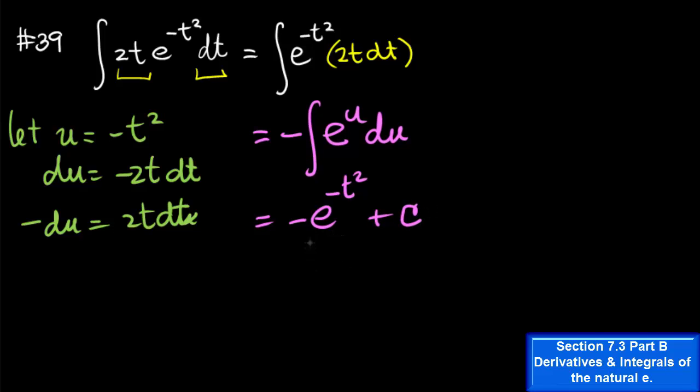Again, to verify whether this is the correct antiderivative, all we have to do is just differentiate. So what's the derivative of e to the minus t squared? It's just e to the minus t squared multiplied by the derivative of minus t squared, which is minus 2t, and you see there's that part. Okay, so minus of a minus 2t, you get positive 2t. There's your check, and it works out. All right, okay, let's keep going.